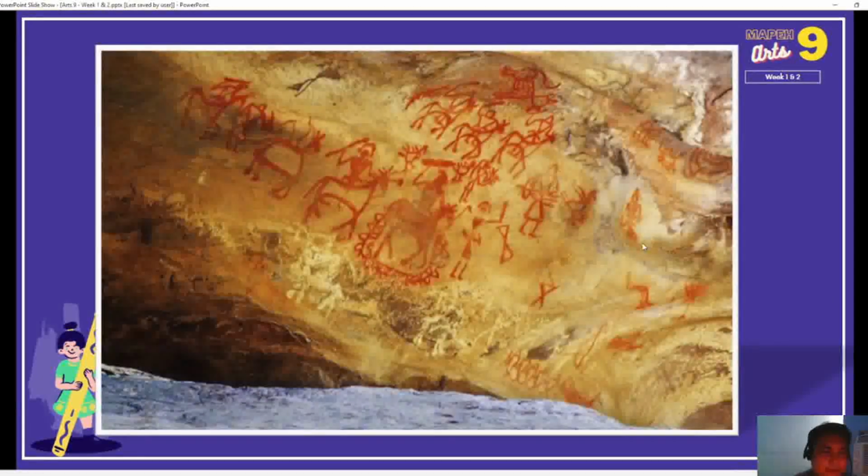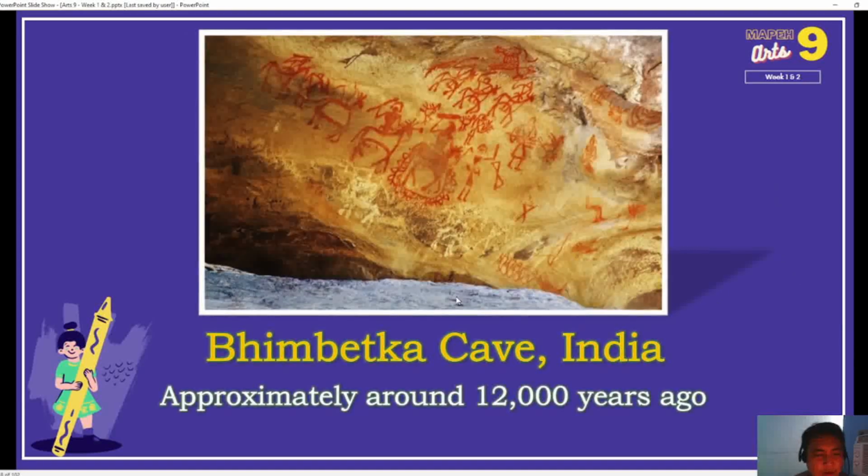Another one from prehistoric painting. Here you can see a depiction of people riding on horses, battling against each other. This one is from Bhimbetka Cave in India, approximately around 12,000 years ago.